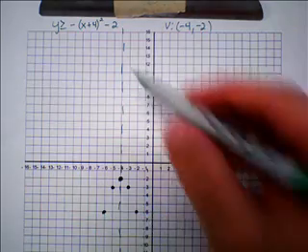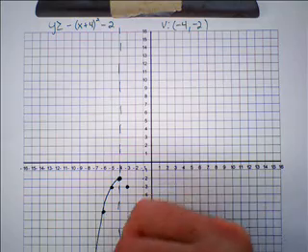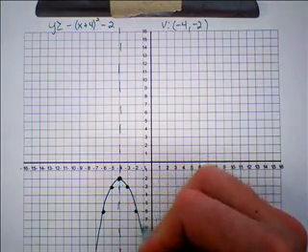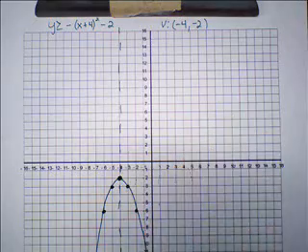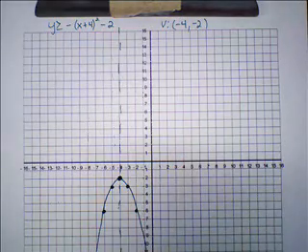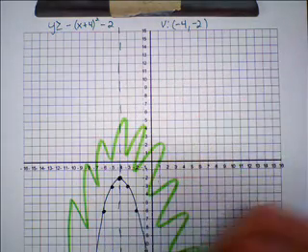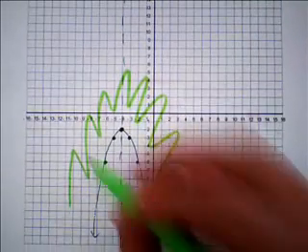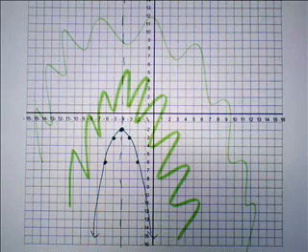This time, since it's greater than or equal to, it's going to be a solid line, just like in the past. And it's greater than this time, so it's above the vertex. So you're shading everything above. You don't have to shade in the whole thing, but everything above that graph. So you include all the stuff up here as well.